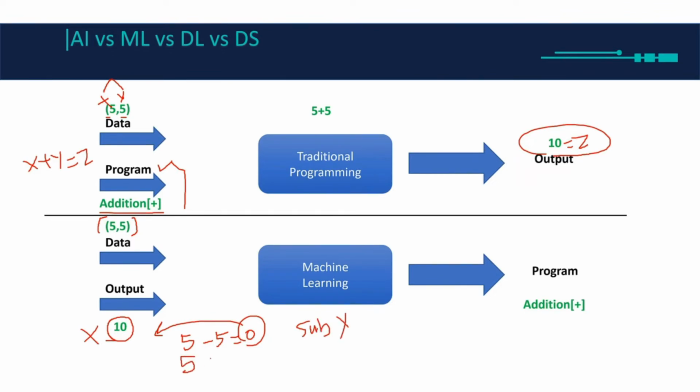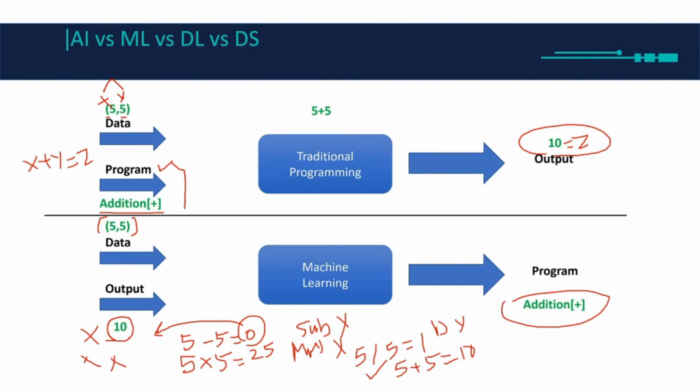Let's say 5 multiplied by 5. It's going to be 25. Is it the same as 10? No? Well, then multiplication is wrong. 5 divided by 5 equals 1. Is it the same as the output? Nope. So the division is cancelled. 5 plus 5 is 10. Is it the same as the output? Yes. Then the pattern that I found was addition. This is in simple terms, guys.